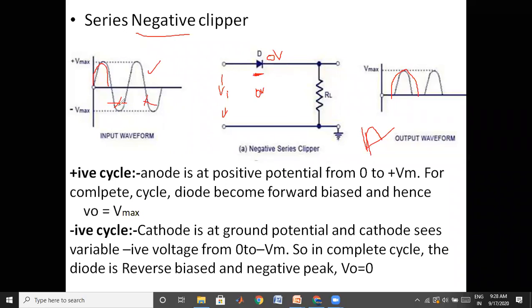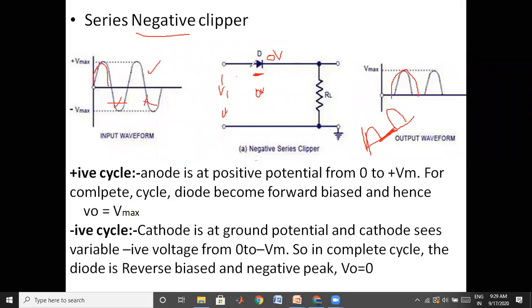When you are in the negative cycle, you may have negative voltages. If the cathode is at 0 potential and the anode is less than 0, the diode is reverse biased. Therefore, you get 0 voltage across the output terminal in the negative cycle. Again, in the positive cycle, you are going to get the output.